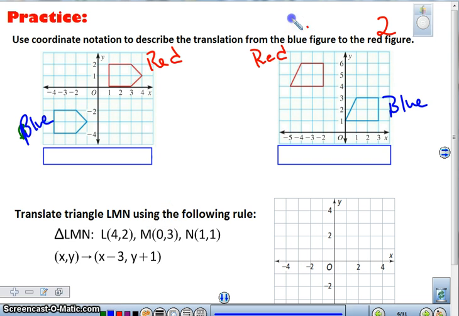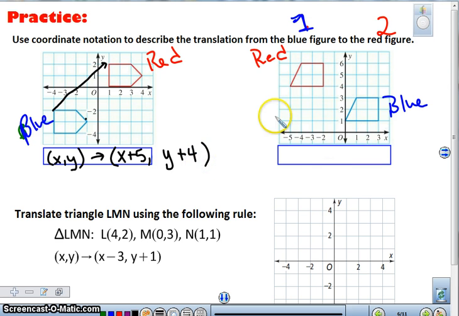That's what we're moving on to. So we want to describe our rule. When I look at going from the blue to the red, I want to write it out as a rule. So I'm always starting with X, Y. I'm going from the blue to the red. In this one, I might just pick one of the points. So I'm going to pick moving here to here. How did I move it? I moved 1, 2, 3, 4, 5 to the right. That gives me X plus 5. And once I got over 5, I moved it up 1, 2, 3, 4. Y plus 4.